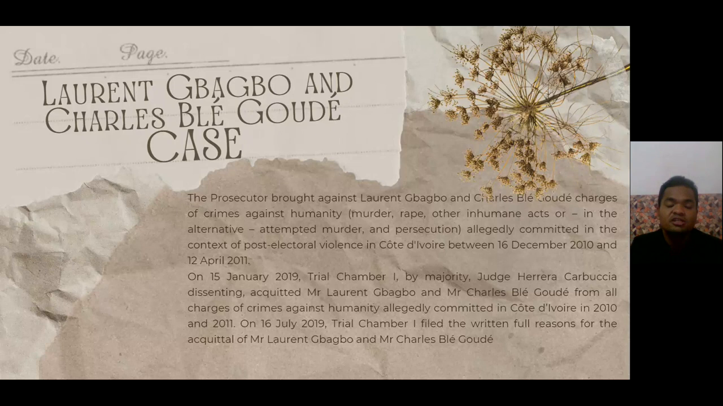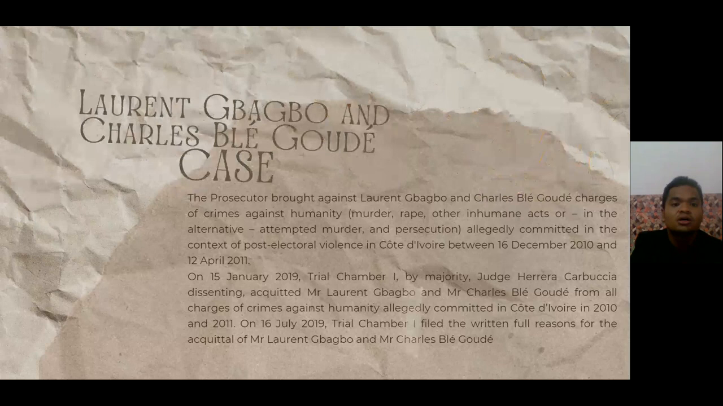From these three example cases, we can see that crimes against humanity will be judged and sentenced by the judges of the ICC, as crimes against humanity can involve many cruel actions such as murder, rape, persecution, attempted murder, and torture. Okay, now we will proceed to the conclusion.